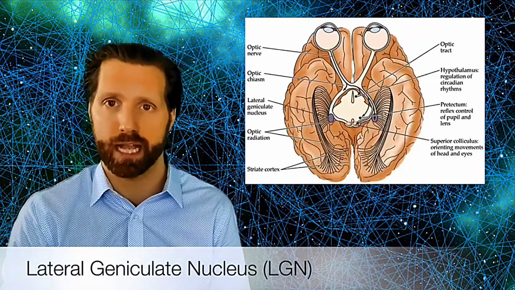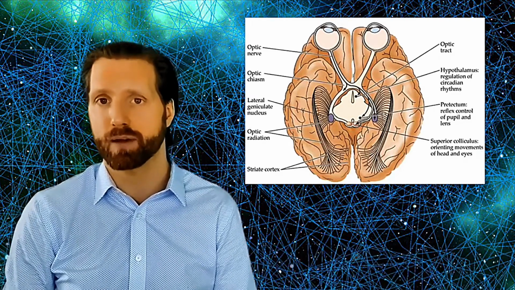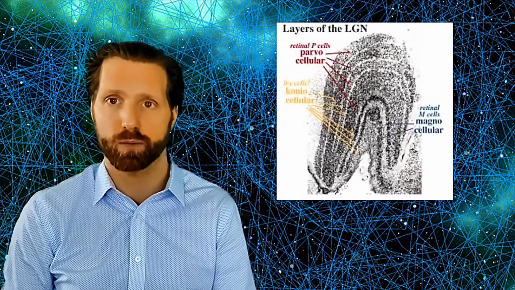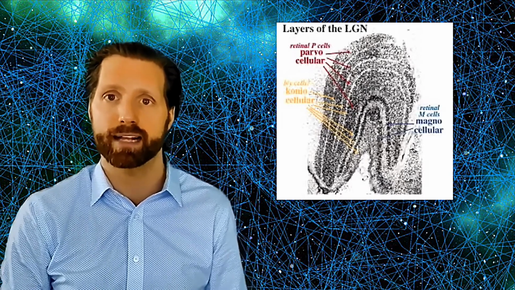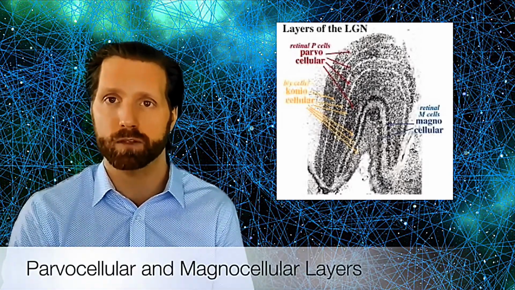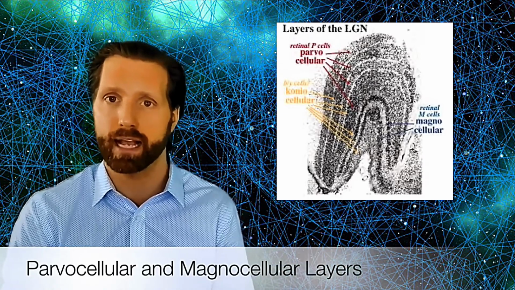Let's see how parallel processing works for visual perception. We'll begin with a cluster of cells called the Lateral Geniculate Nucleus, or LGN, which is located in the thalamus. The LGN receives connections from the optic tract. And when we get an even closer look, we can see that the LGN is made of a series of striations categorized as belonging to the Parvocellular layer or the Magnocellular layer, each consisting of P cells and M cells respectively.